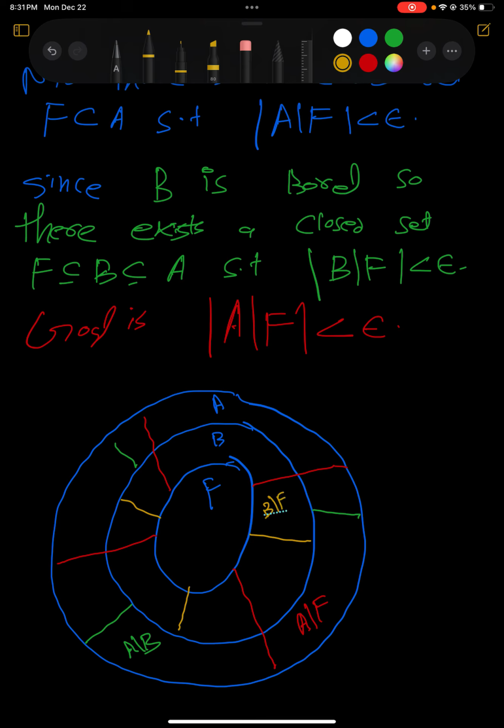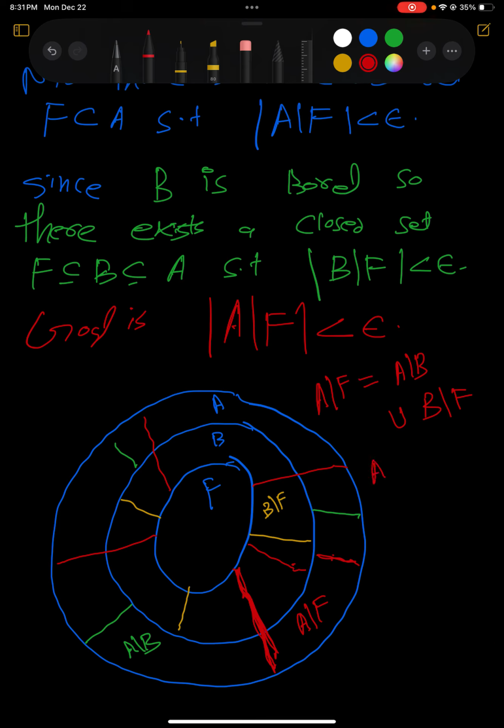Now what do you think about this red region, this whole region? How can we rewrite it? This region, A difference F, is the combination of these two regions: this region was A difference B, union this region, B difference F. So A difference F is A difference B union B difference F.